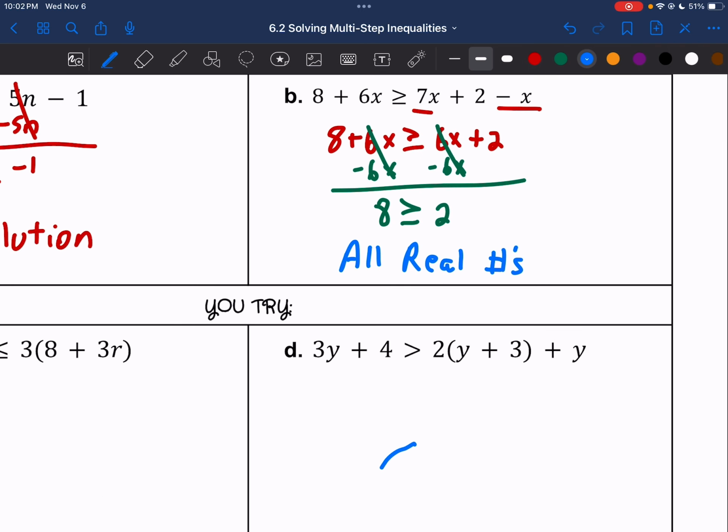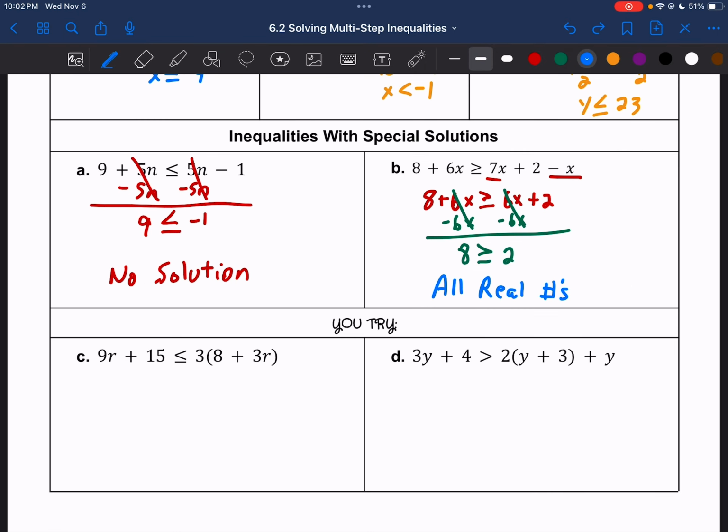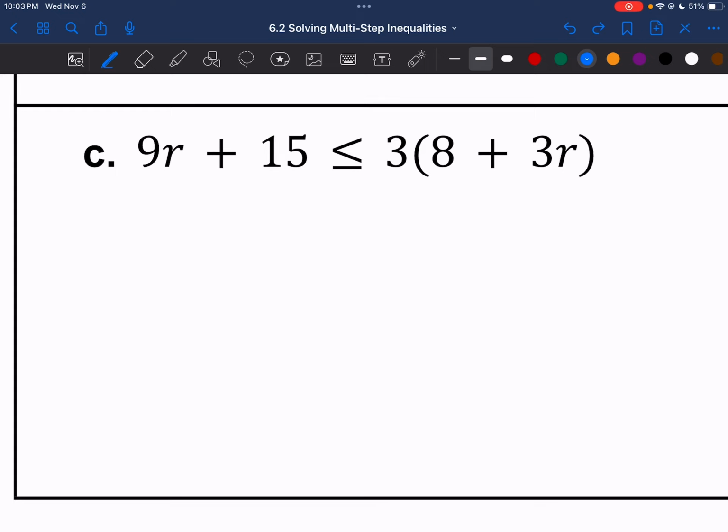All right, letters C and D are yours to try, and then you're going to check your work against mine. So we start by distributing on the right side. The left side remains the same.